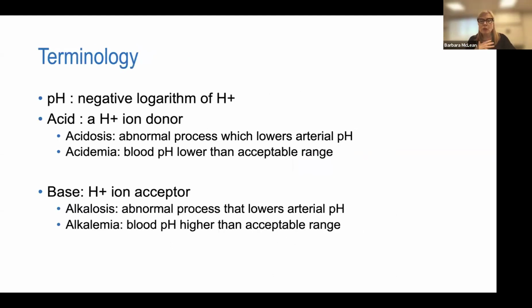So I want to remind you about pH. pH is a negative logarithm of hydrogen ion. What does that mean? It means it goes in the opposite direction of the presence of hydrogen ion. Now, hydrogen ion is an ion donor, and hydrogen ion is a metabolic acid. As hydrogen ion goes up, the more I have hydrogen ion, the more my pH goes down.